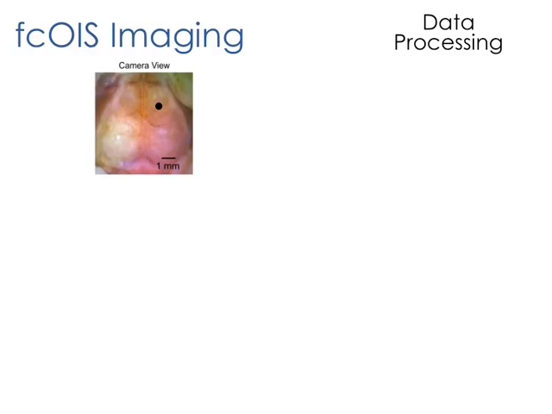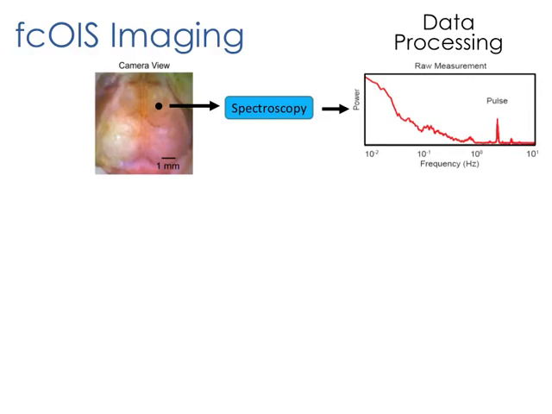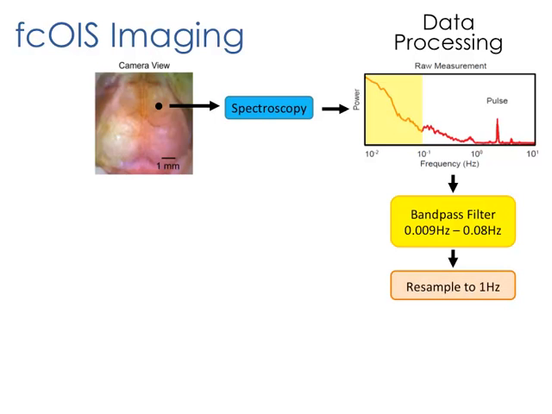We analyze these movies of the brain at the pixel level. So for a given time trace or image sequence, we look at this pixel, perform our spectroscopy, and then it allows us to look at, say, oxyhemoglobin. So here's a power spectrum of oxyhemoglobin. Because of our high temporal resolution, we're able to fully resolve pulse and breathing. And you see this kind of 1/f falloff, so there's a lot of power in this lower frequency band. And so we filter over the functional connectivity bandwidth and then resample to a hertz.